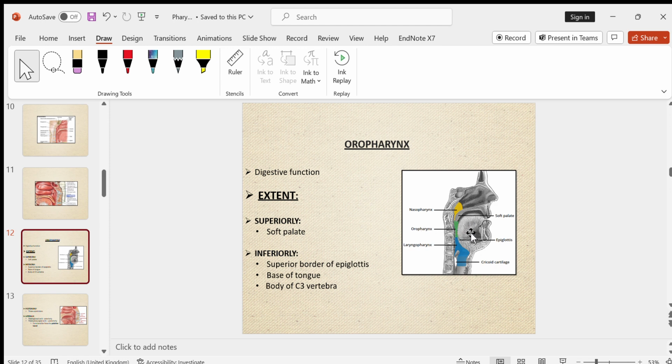Now we are going to discuss this green part, which is the oropharynx, and it is lying just behind the oral cavity. The superior extent of the oropharynx is the soft palate, and the inferior extent of the oropharynx is the C3 vertebra, which is also the point of the epiglottis. So this epiglottis area, which lies at the C3 level, marks the inferior extent of the oropharynx. So the oropharynx is the part of the pharynx that lies between the soft palate above till the epiglottis below at the level of the C3 vertebra.